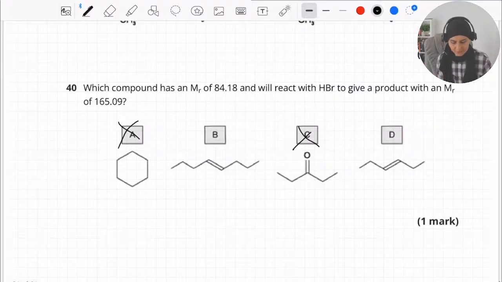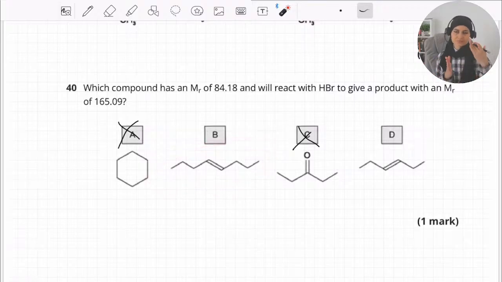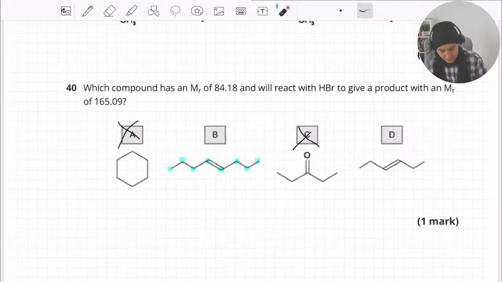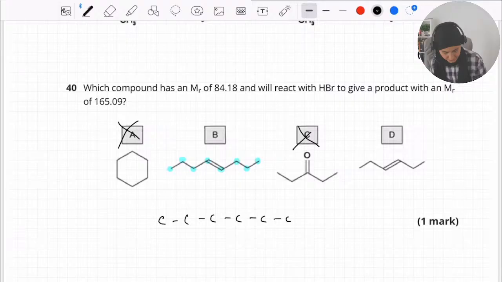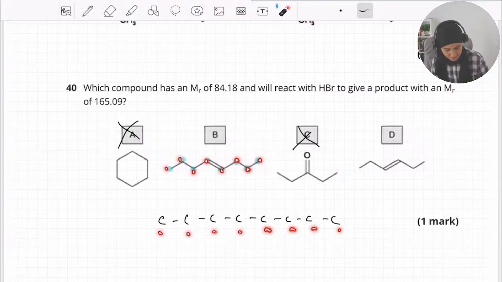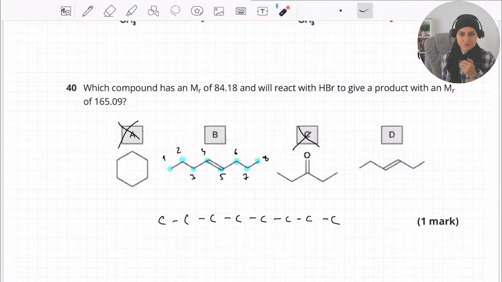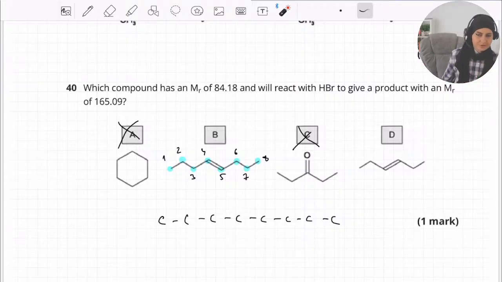Just as practice, I will redraw these formulas into normal displayed formulas. I will now put dots where the carbon atoms are. So this is a carbon, carbon, carbon, carbon, carbon, carbon. So I have 1, 2, 3, 4, 5, 6, 7, 8 carbons. Oh my gosh, this is so many carbons. 8 carbons. I will even number them. I don't know if that's the correct side, but just to draw it out. You know that you have to number from the side closest to the double bond, but you need to start somewhere, right? Let's number from this side.